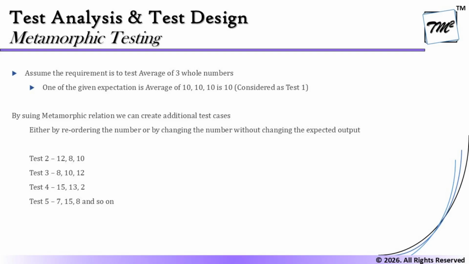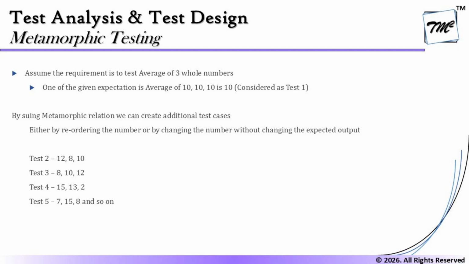So let's quickly take up an example here to understand what that even means. Assume that the requirement is to test an average of 3 whole numbers. Now, you know the basic philosophy of doing average calculation. It is the sum of all divided by the count of all. So if there are 3 numbers given to you, the sum of these 3 numbers divided by 3 is equal to the average, which is a very basic and simple calculation which we do. So we are taking this as an example which makes your job easy to understand every single keyword in this particular technique.